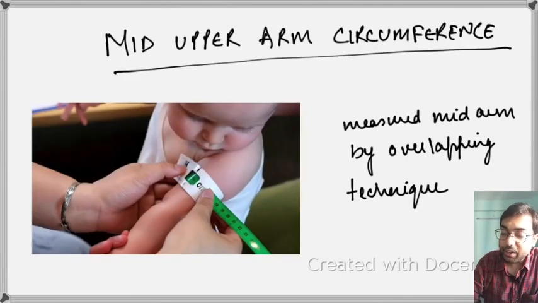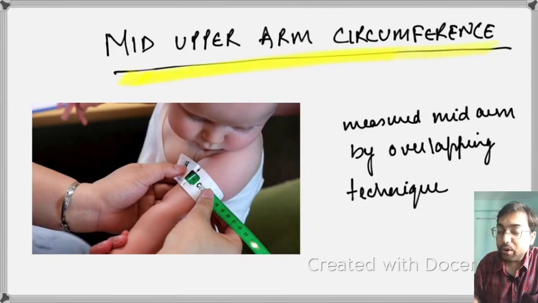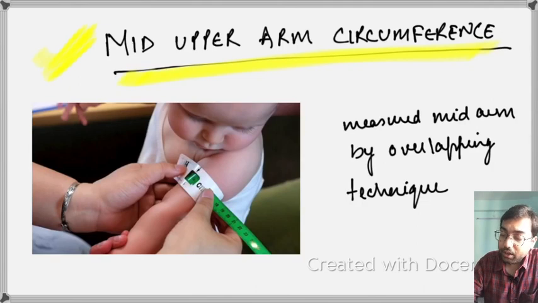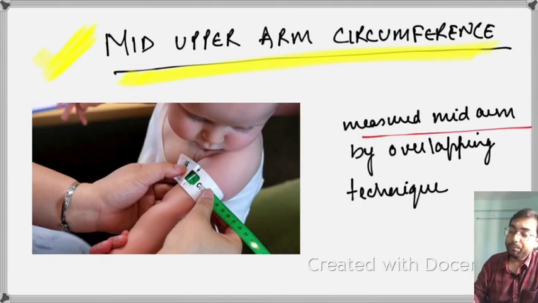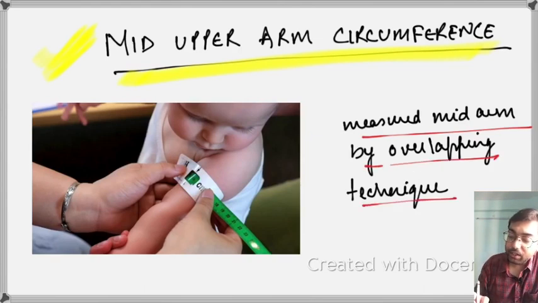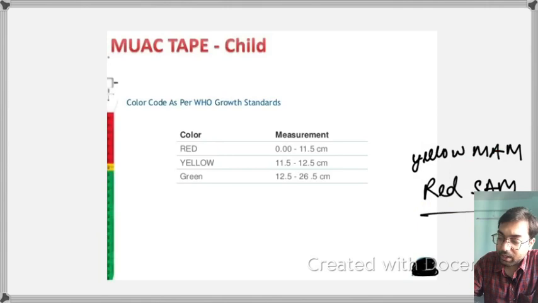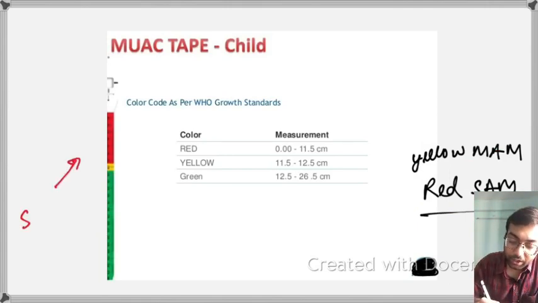Now the next parameter, which is very important and is also included in the criteria of severe acute malnutrition, is mid upper arm circumference. How is it measured? It is measured at the mid arm by the overlapping technique. You can see she is measuring the child's mid upper arm circumference. You must know the values. This is Shakir's tape.